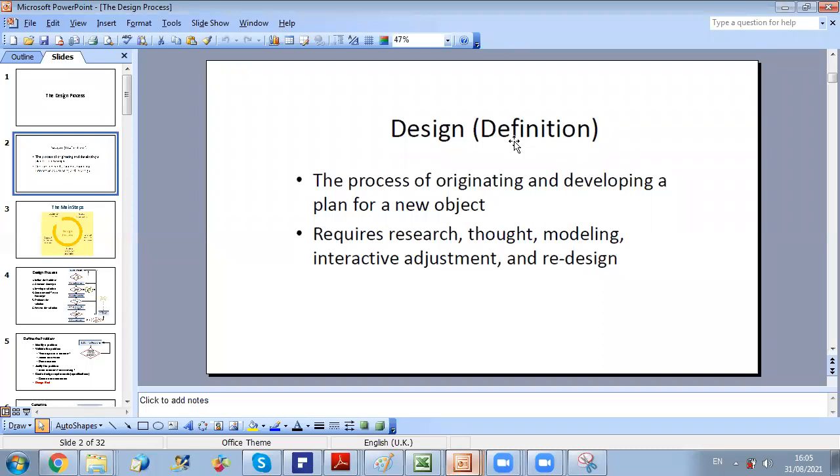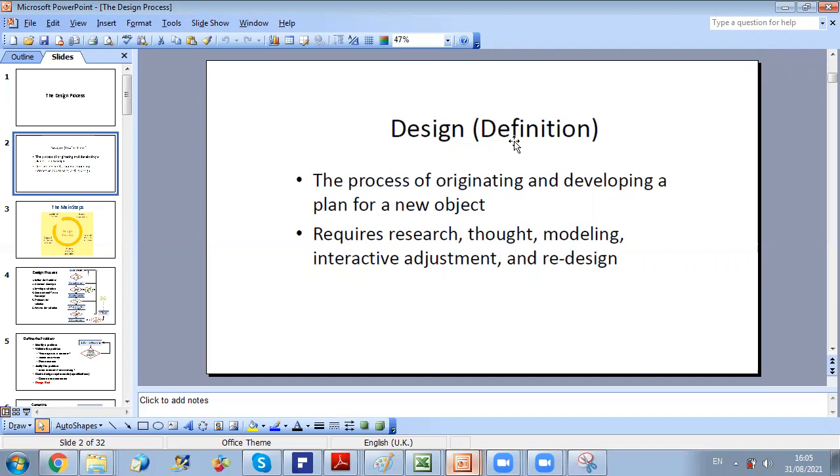Now, if we want to define design, we can say that it is the process of originating and developing a plan for a new object, a new system. And it will, of course, require brainstorming. We should define first the problem, then perform research on it to be able to know, in general, what other people do. Sometimes some people say we can skip this step, but in reality, this step will help you a lot because you will learn from the mistakes of others, okay? So the design will require research, thought, and modeling.